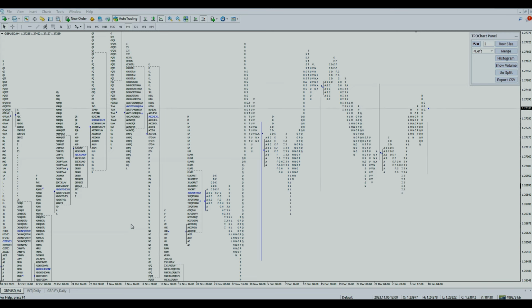So there's no reason to panic when you see a time price opportunity chart, or what we call TPO, right? Perfectly normal. So I'm going to show you how to do this.